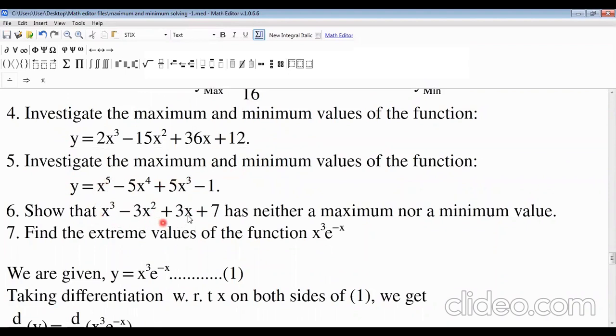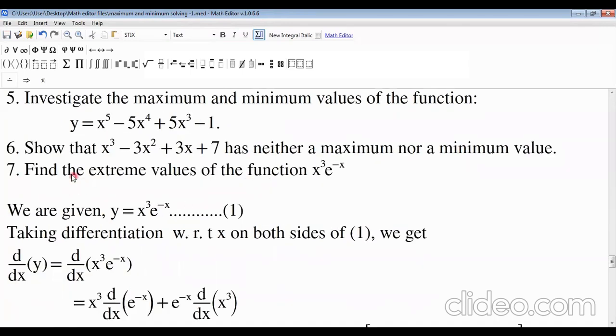Show that x cube minus 3x square plus 3x plus 7 has neither maximum nor minimum value. First we have to find the first derivative dy/dx, then find the critical values by setting dy/dx equals 0. But remember, if we find the second derivative d square y by dx square, it will give 0 for every critical value. That means if the second derivative value is 0, this function has neither maximum nor minimum values.